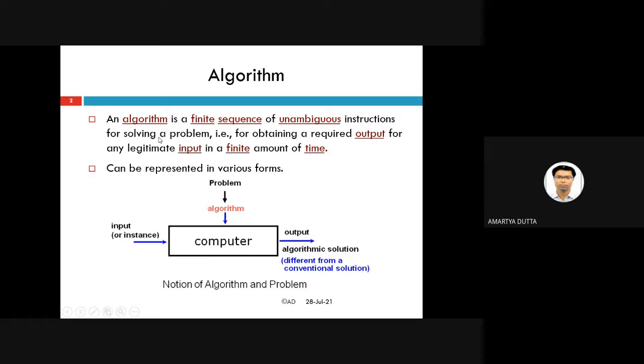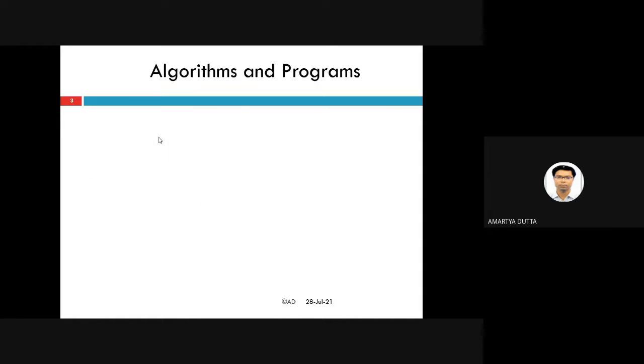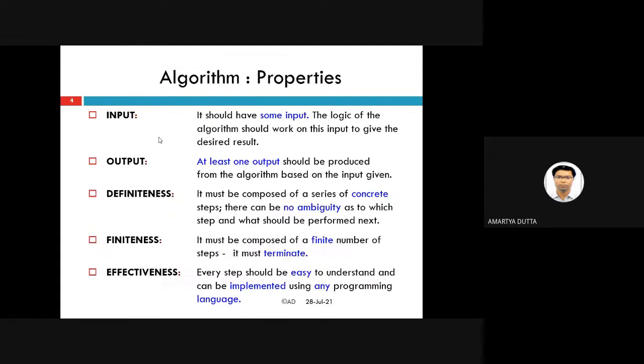And effectiveness: your algorithm is very basic enough, that is, a person can execute your algorithm with just pen and paper. Your algorithm is very effective. So these are the properties or characteristics of an algorithm. Every step should be very basic enough to understand and can be implemented using any programming language. That is effectiveness. Finiteness, after a certain number of steps, it will terminate.